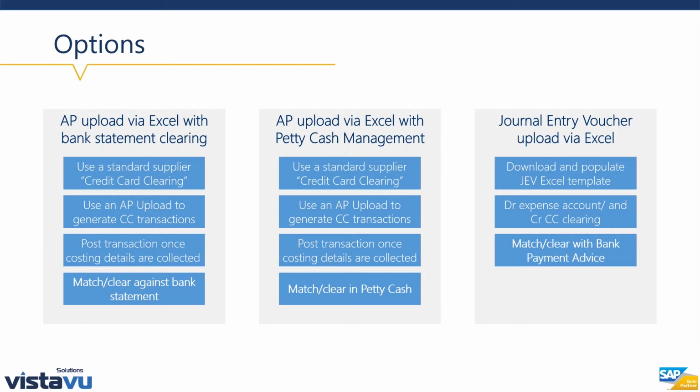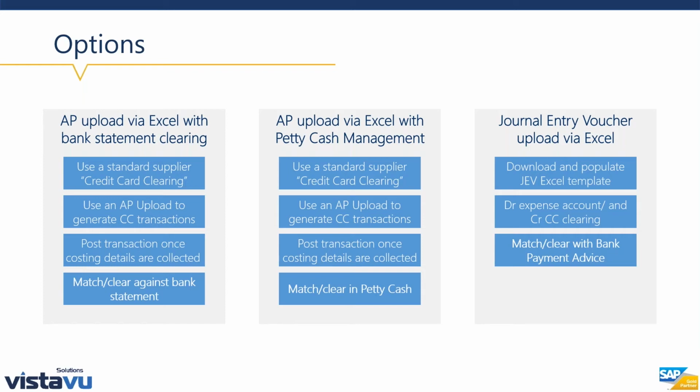And the first one uses the AP upload, meaning that you are uploading the credit card transactions in the form of a supplier invoice into the system using the Excel template, and then clearing them against bank statements, just like you would usually do a bank rec.